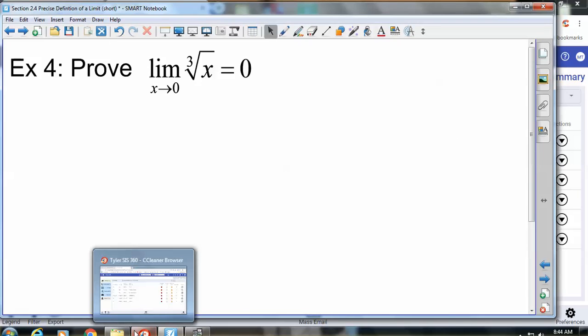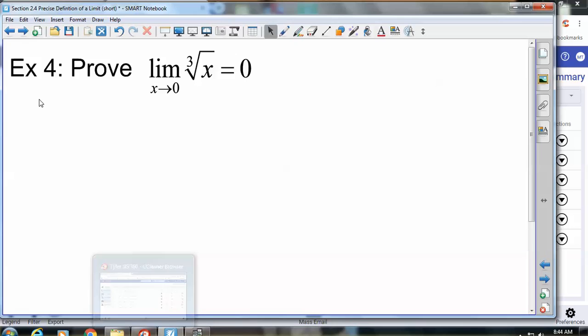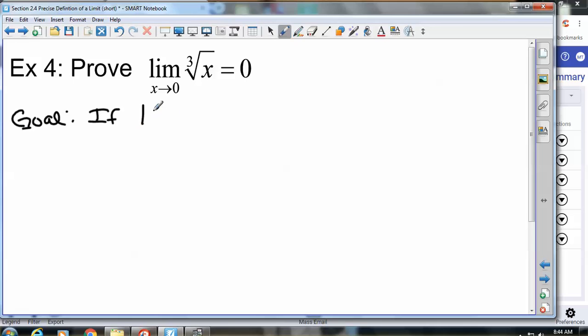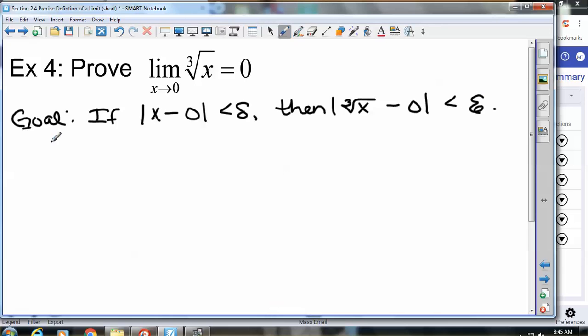I want to prove this limit does equal 0. So our goal, that's the definition. The definition is if the absolute value of x minus a, what is my a in this one, is less than delta, then the absolute value of f of x, which is the cube root of x, minus L, what is my L, is less than epsilon. So step 1, we find delta.